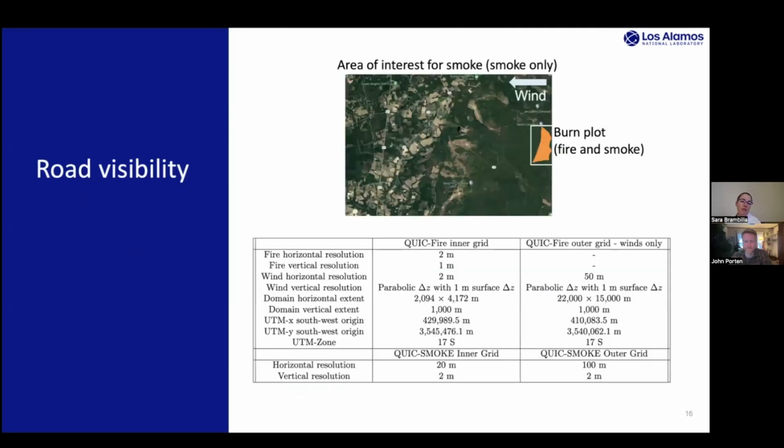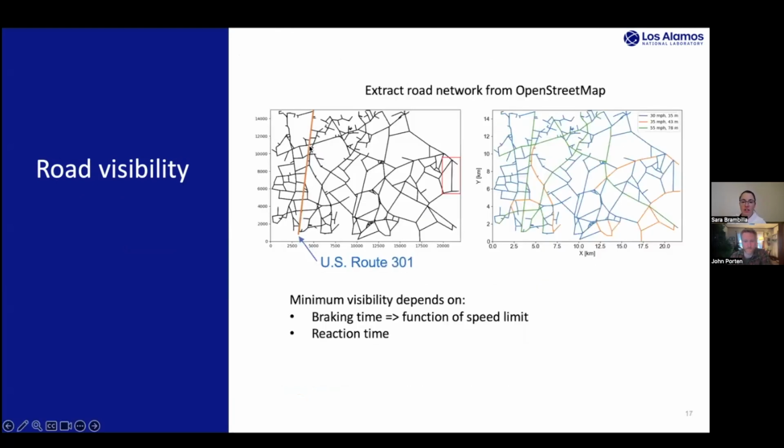So let's see an application to road visibility. This in orange on the right of the top image, that's the burn plot. But as you can see, we're going out 35 kilometers just to see what happened on that highway. So these right here, in orange, that's a highway. It's very important not to have smoke, especially smoke that could reduce visibility. So the way we do it is we define a domain. We go out and we get the roads from OpenStreetMap. And based on the speed limit and reaction time, we define the braking distance.